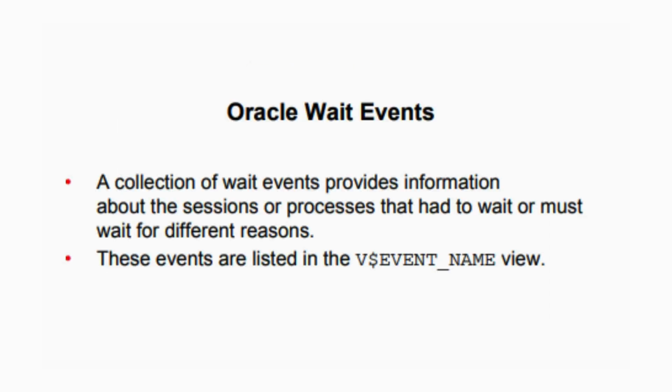Wait events are statistics that are incremented by a server process or thread to indicate that it had to wait for an event to complete before being able to continue processing. Wait event data reveals various symptoms of problems that might be impacting performance, such as latch contention, buffer contention, and I/O contention. Remember that these are only symptoms of problems, not the actual causes. Wait events are grouped into classes. The wait event classes include administrative, application, cluster, commit, concurrency, configuration, idle, network, other, scheduler, system I/O, and user I/O.